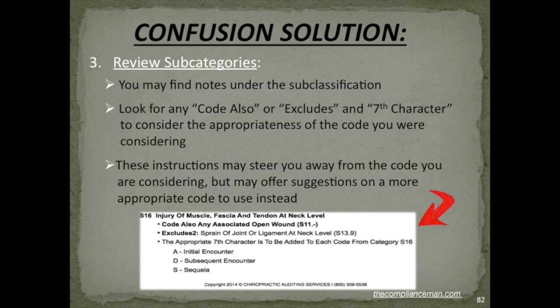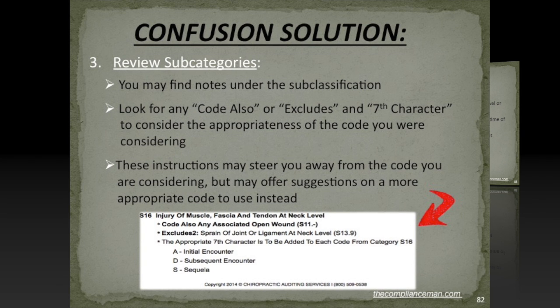The next step, once you've found the block where the code is located, you will review the subcategories, and under the subcategories you may find notes such as code also or excludes or the seventh character extension, which I talked to you about. So you can use these to consider the appropriateness of the code you were considering. And remember that these are instructions, but they may steer you away from the code you are considering and offer suggestions on a more appropriate code to use instead.